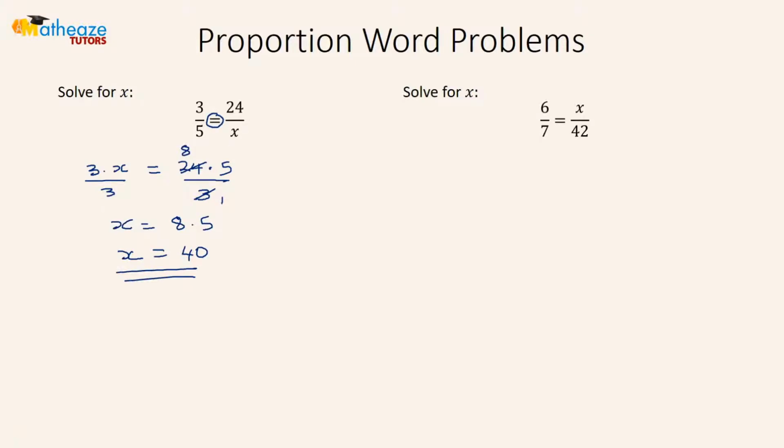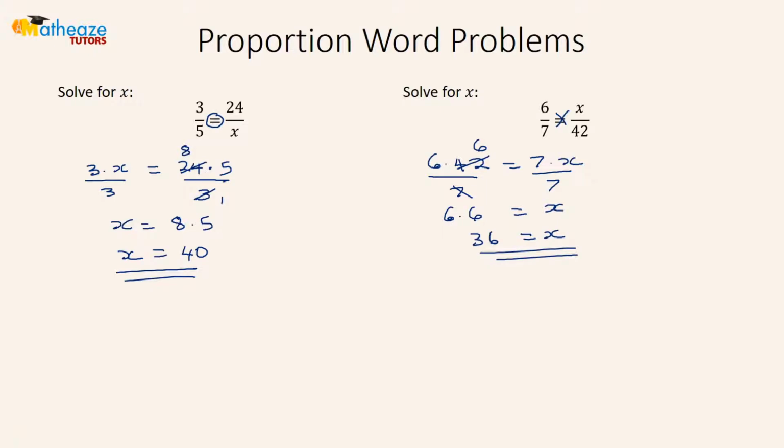In this case, we're going to also use the cross product. So 6 times 42 is equal to 7 times x. So we divide both sides by 7 to get the value of x. So 7 divided by 7, 1. 42 divided by 7 gives you 6. So x is equal to 6 times 6, which is 36. So x is equal to 36.